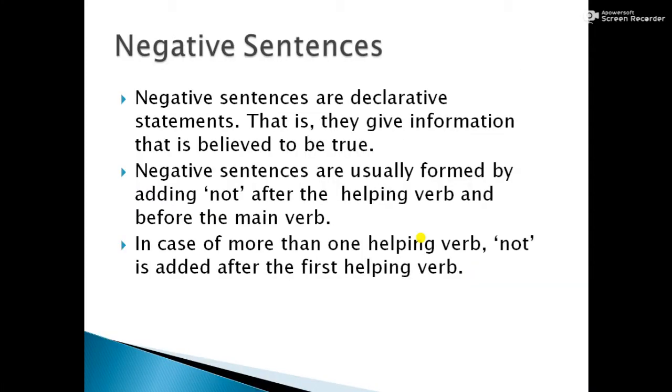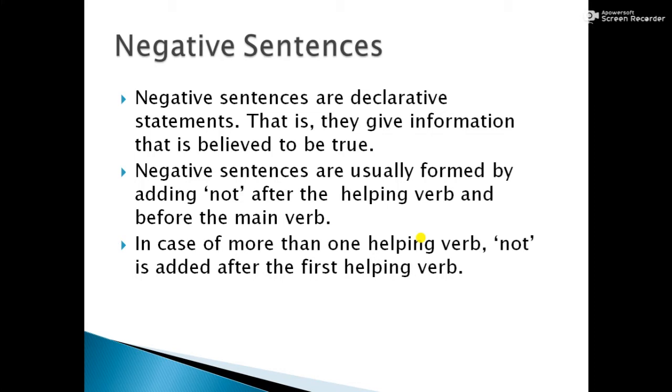So the basic question that comes up in our mind is, what are negative sentences or what do they mean exactly? So friends, negative sentences are declarative statements. That means they give information that is believed to be true. They are basically declarative statements.